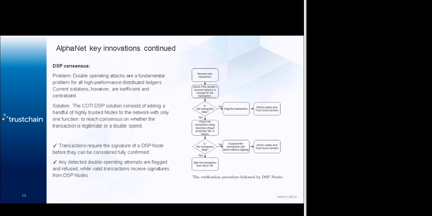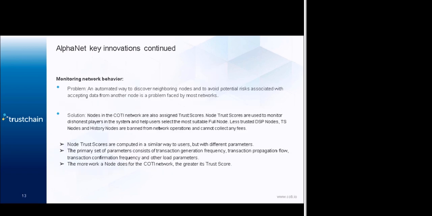Adding to that, as opposed to most current double spending systems which are inefficient and centralized, in Coty the network consists of adding a handful of highly trusted DSP nodes with only one function: to reach consensus on whether the transaction is legitimate or double spent. All transactions require a signature of a DSP node before they are considered fully confirmed, and any detected double spending attempts are flagged and refused.